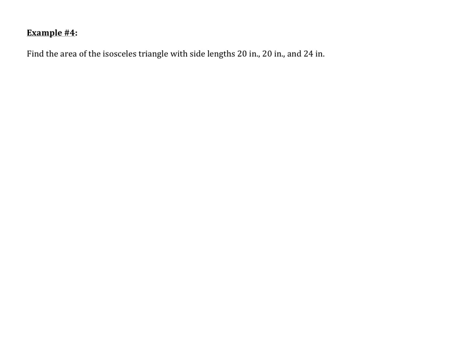Example number 4 says find the area of the isosceles triangle with side lengths of 20 inches, 20 inches, and 24 inches. As always, let's draw a picture. So there is my isosceles triangle, and it's asking for an area.